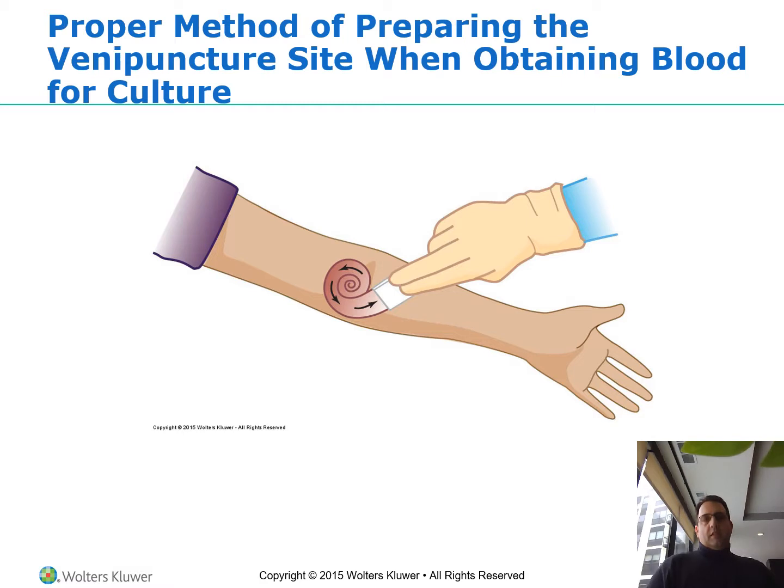When you want to actually take the sample, you find the vein that you want to work on, and you start right on the spot you want to draw from, and then you do that spiral action that you're seeing in this image. And the reason you do that spiral action from inside to outside is so that if there are any microbes there that the alcohol or the iodine isn't killing, it's moving them away from the area you're going to puncture.